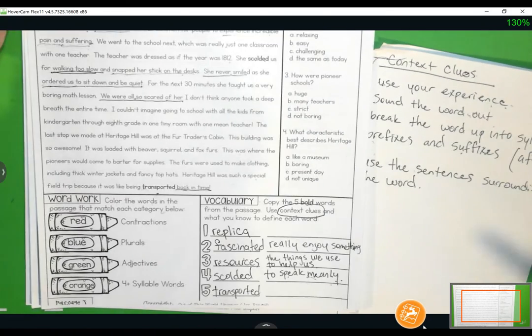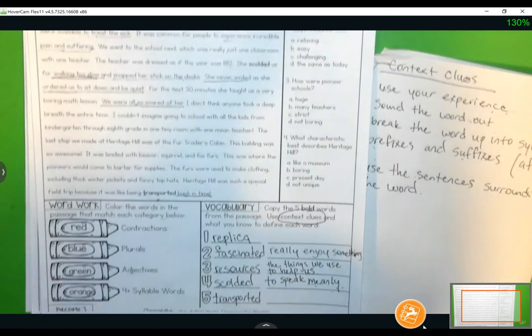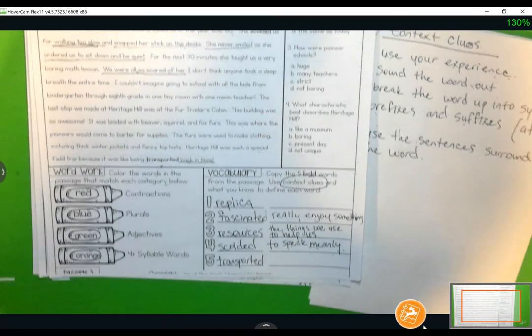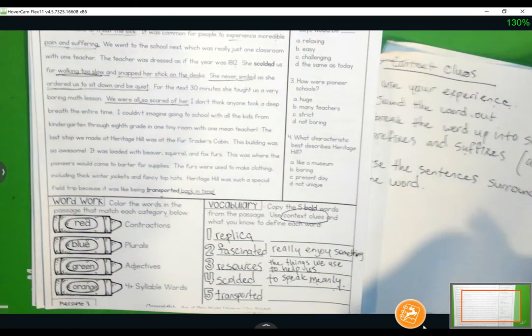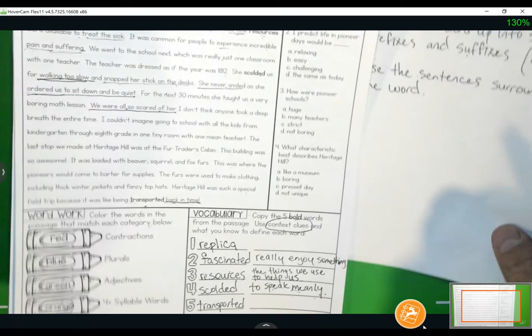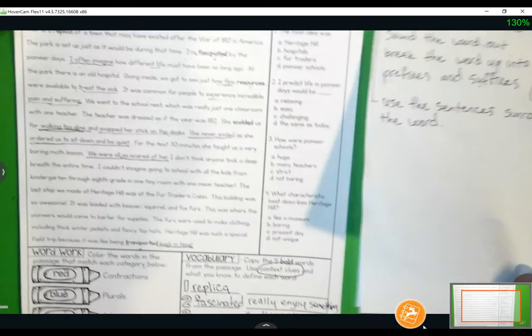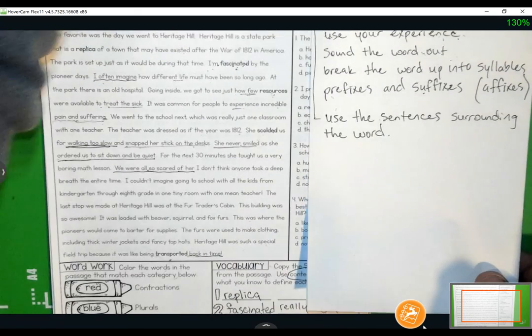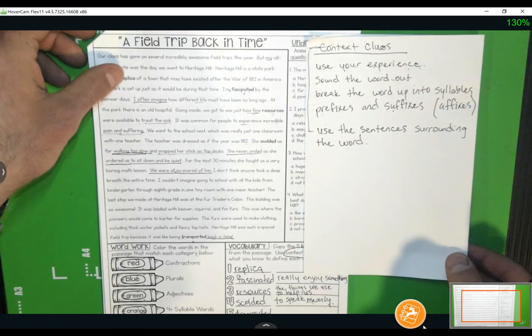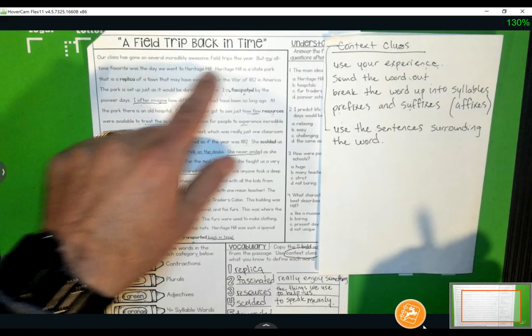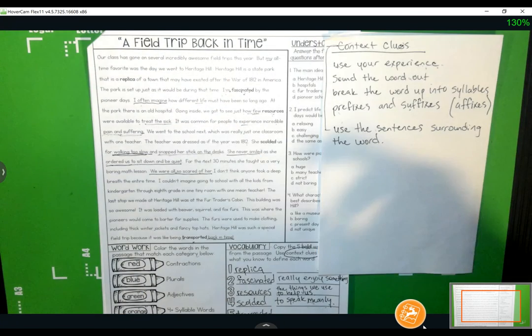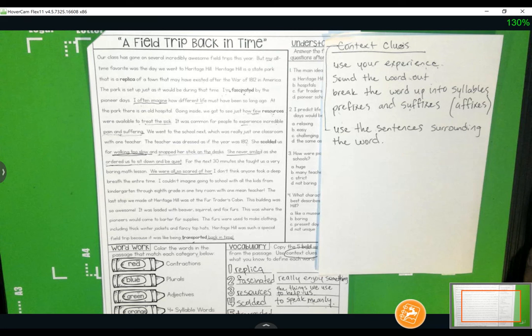All right. So other than my paper bouncing around and being in the screen sometimes and not, I think overall this will be a good starting point for us to continue developing context clues as a strategy to use. Okay, field trip back in time. Focus is context clues. All right, thank you very much, ladies and gentlemen.